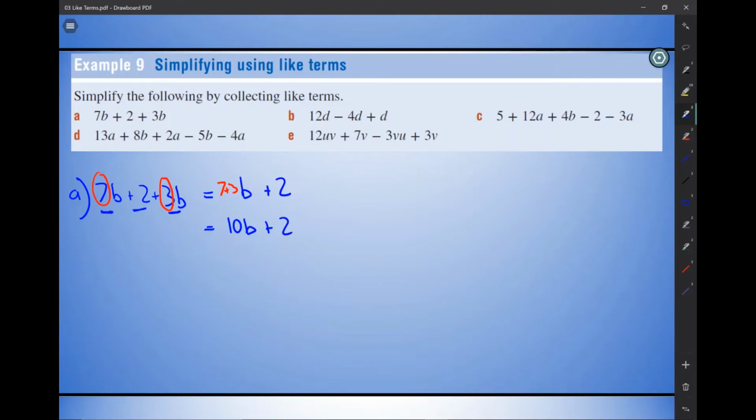You can think of this visually by writing it all out. We've got 7 b's here, and we're adding over here 3 b's. And if we count up the number of b's we have here, 1, 2, 3, 4, 5, 6, 7, 8, 9, 10, the total we have is 10 b's. So we may as well just write it as 10b.